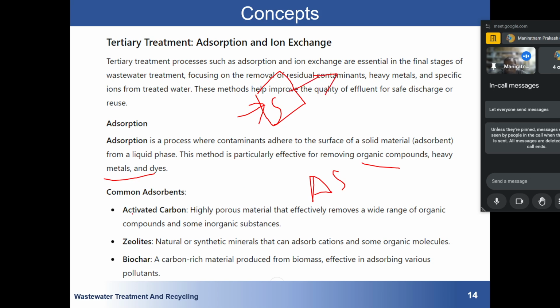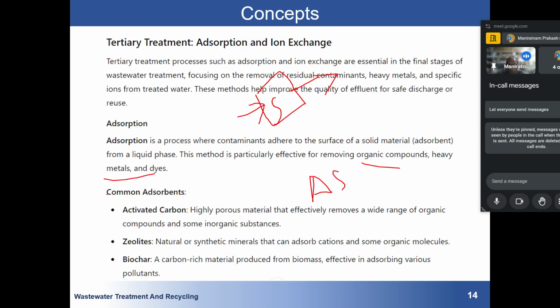The common adsorbents are activated carbon, a highly porous material that effectively removes a wide range of organic compounds and some inorganic substances. Then we have zeolites, natural or synthetic minerals that can adsorb cations and some organic molecules. Then we have biochar, a carbon-rich material, effective in adsorbing various pollutants. I think you have understood what adsorption is.